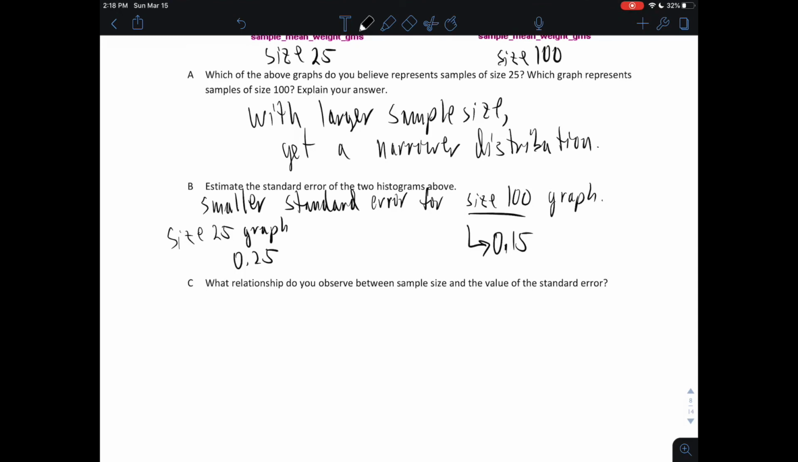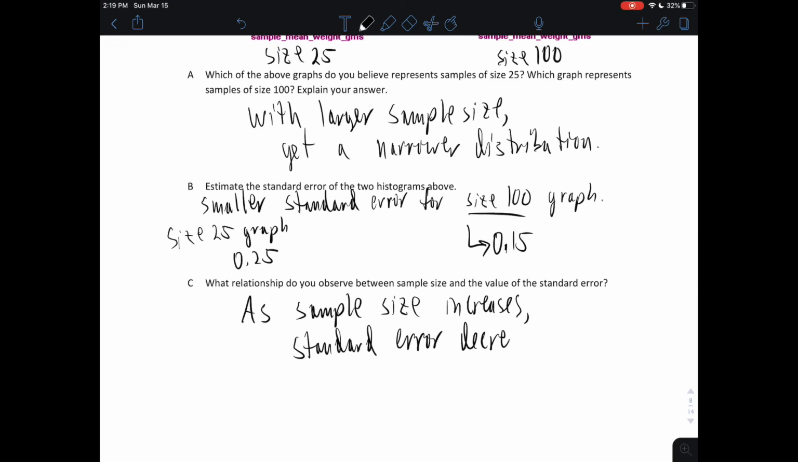And finally, part C. What relationship do you observe between sample size and the value of the standard error? Like we've seen before, as sample size increases, standard error decreases.